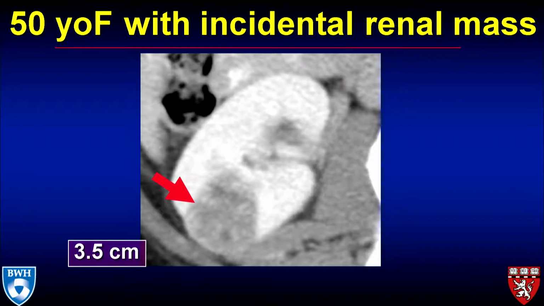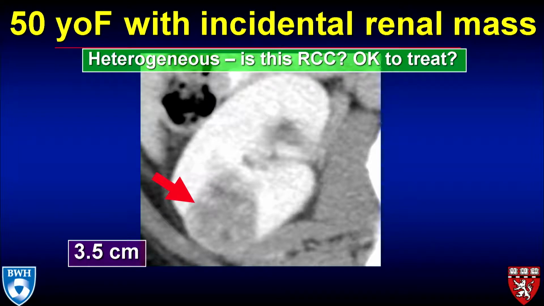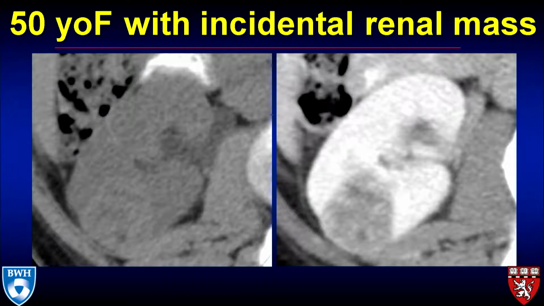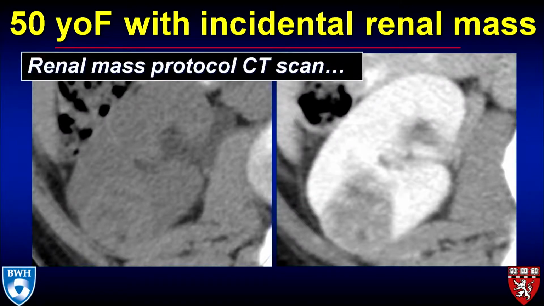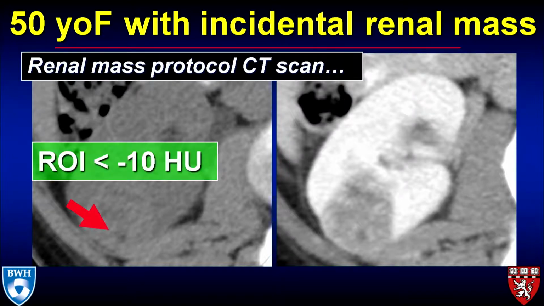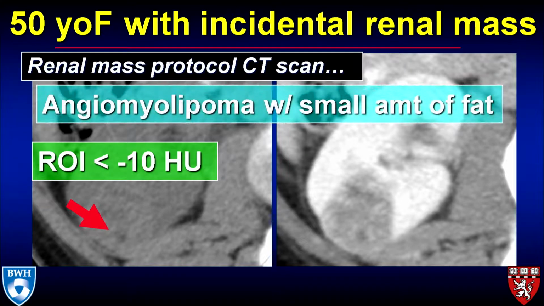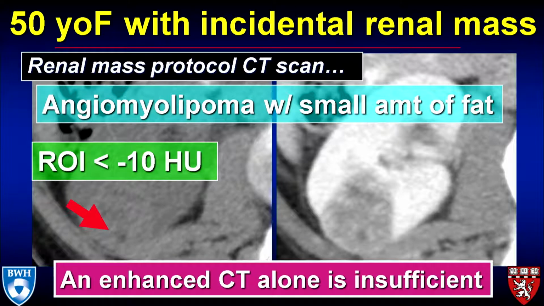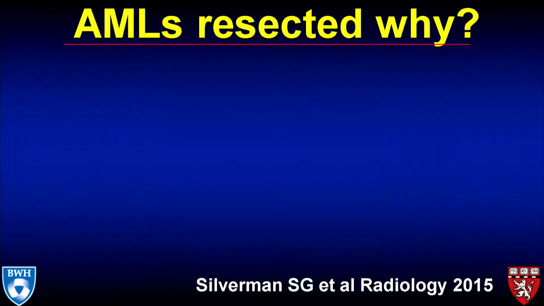But here's a case of this heterogeneous mass. The urologist is standing over you and saying, can I take this out? It looks like a renal cell, right? Can I take it out? No, you need to look for fat in every renal mass that you're about to treat. This has a tiny amount of fat. This is an angiomyolipoma with a very small amount of fat in it. It's a classic AML. It does have imageable fat, but you can't stop with an enhanced CT. No patient should go to surgery or ablation without some examination for fat.